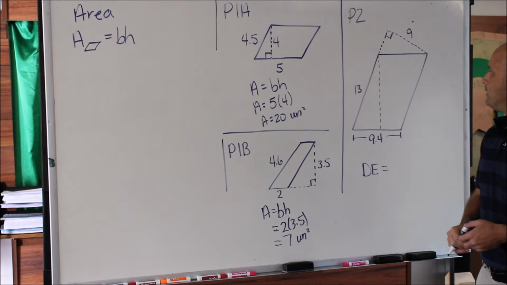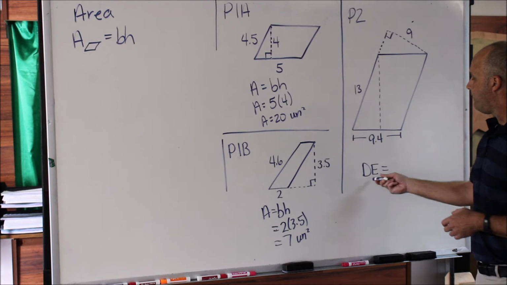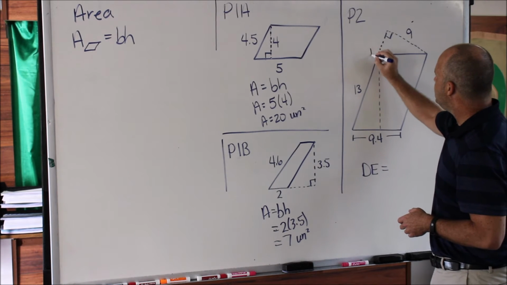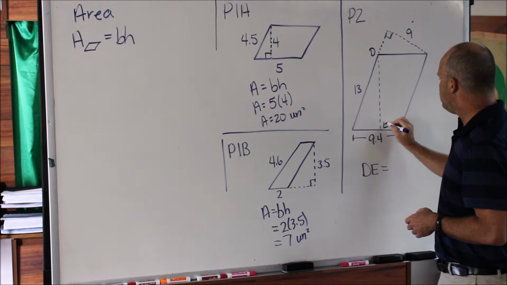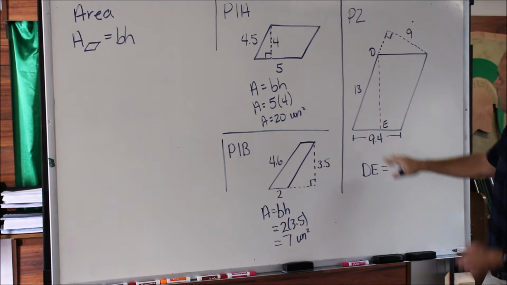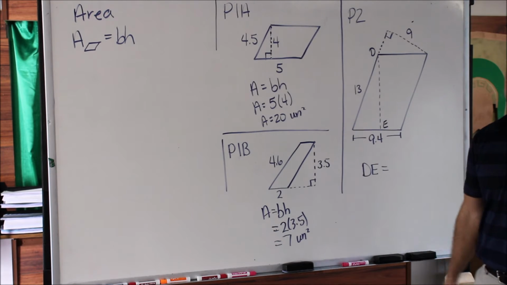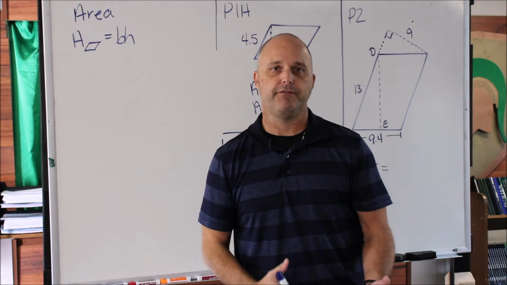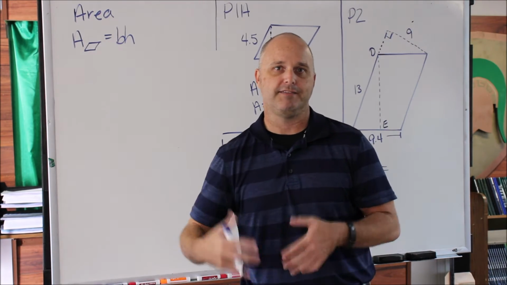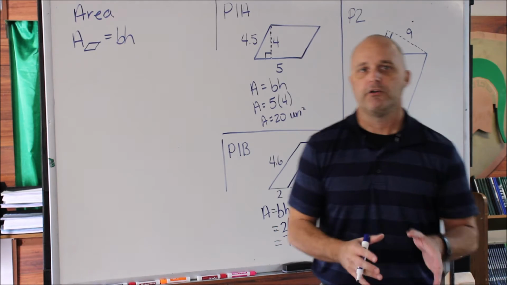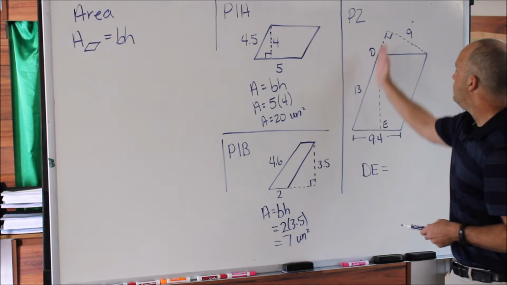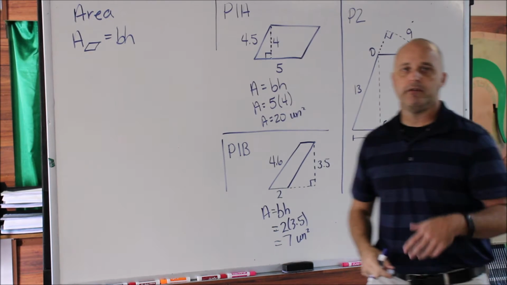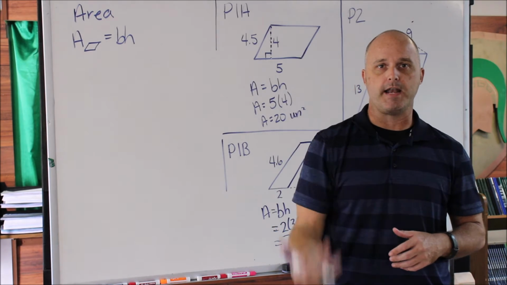Over here on problem number 2, we're asked to find the length of segment DE. So segment DE is this segment here. It's this altitude that's associated with this base. But we can't just conjure up a number. We have to figure out what exactly is that particular number. Here's what we do know. We do know this base and we do know this height. So we do know that we've got a 13 and we've got a 9.